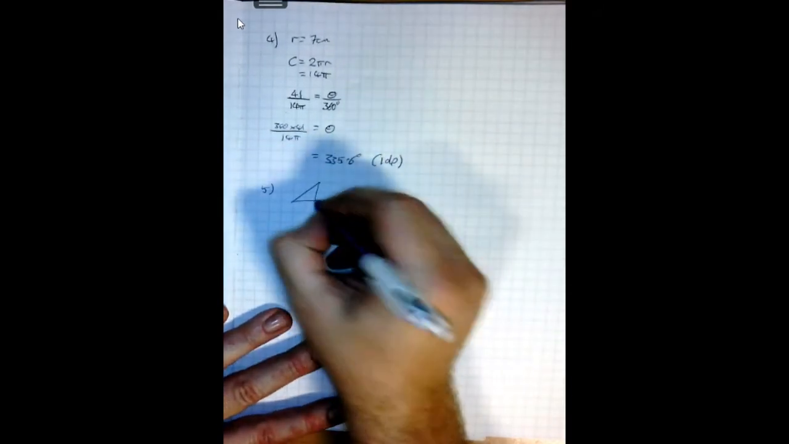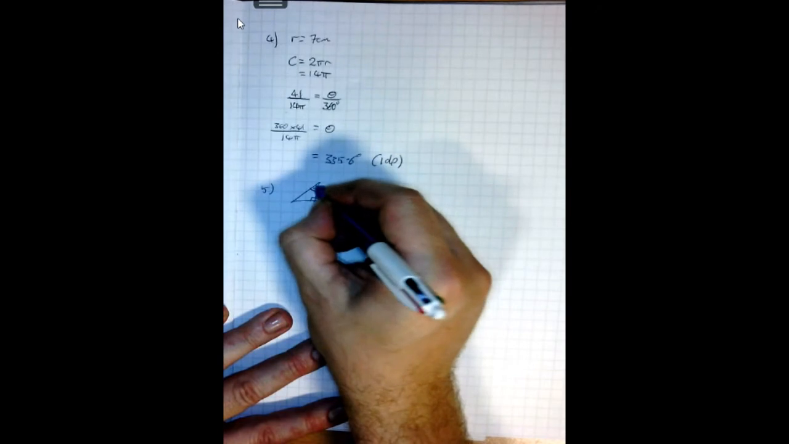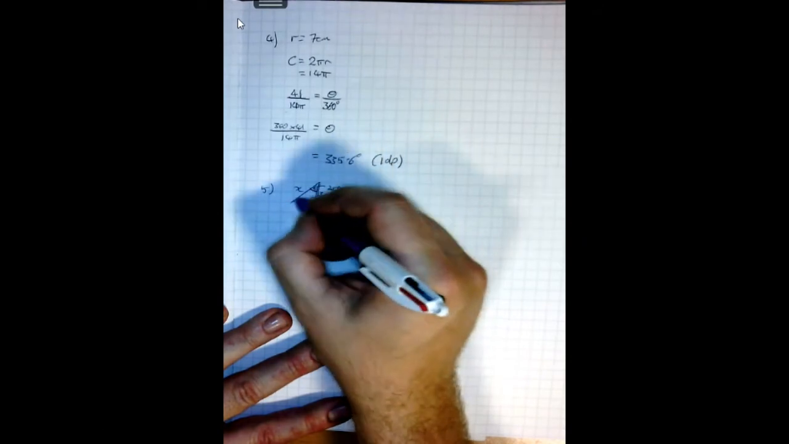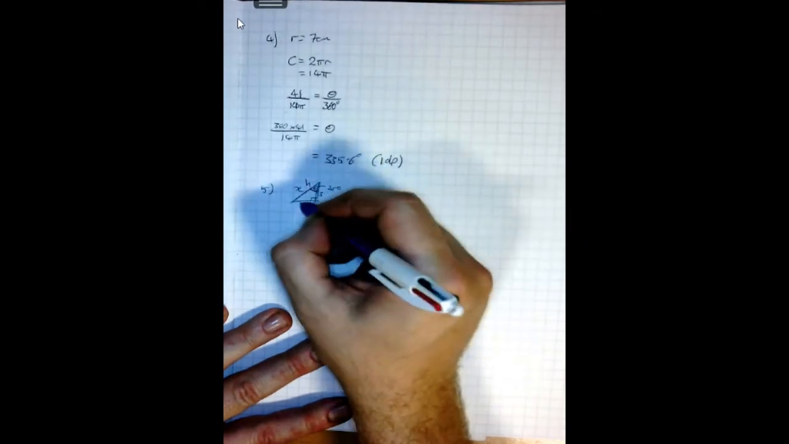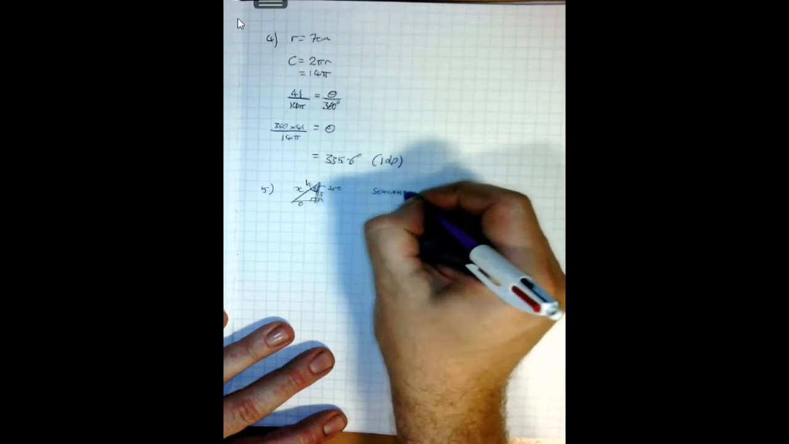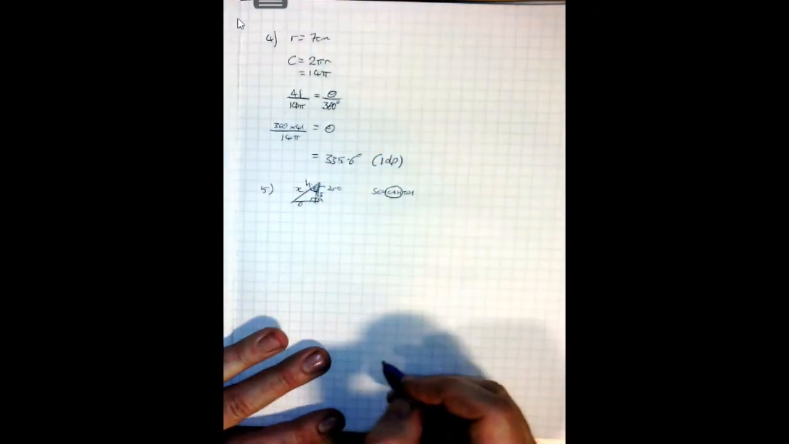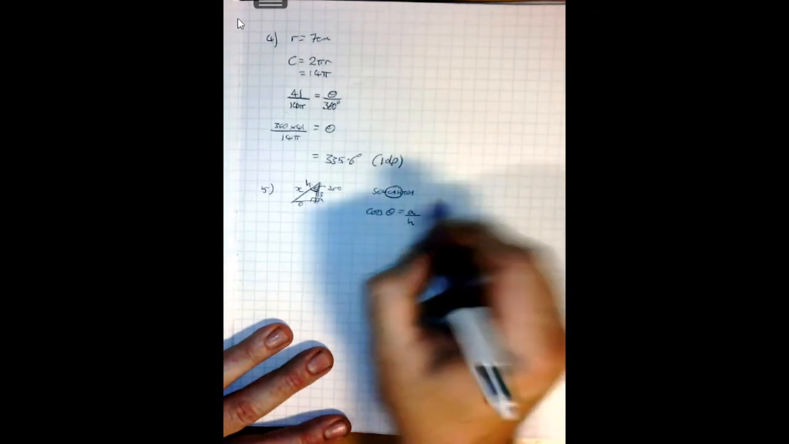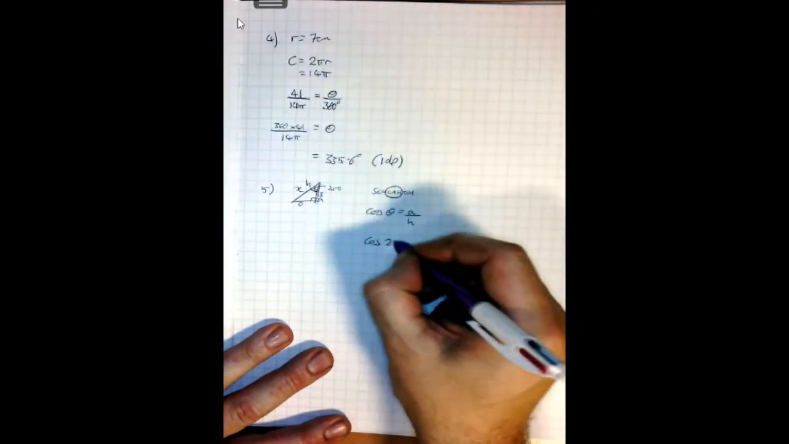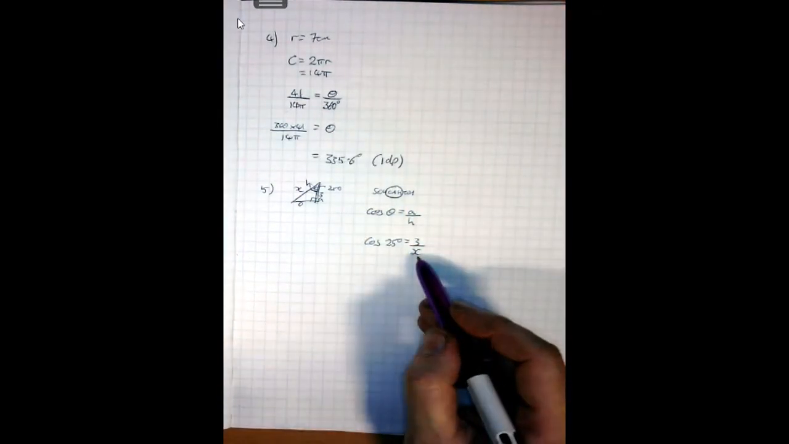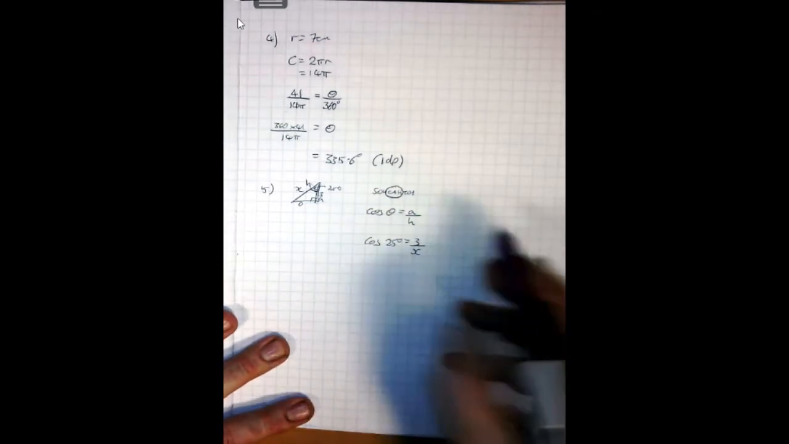Number 5, right angle triangle, there's an angle involved, must be trigonometry. I'm given 25 degrees, I want x, and I'm given this side. X is my hypotenuse, this side is my opposite, the 3 is my adjacent. So involved in this question, H and A, SOHCAHTOA tells me it's a cosine question. Now the cosine of an angle equals adjacent over hypotenuse. So the cosine of 25 equals 3 over x.